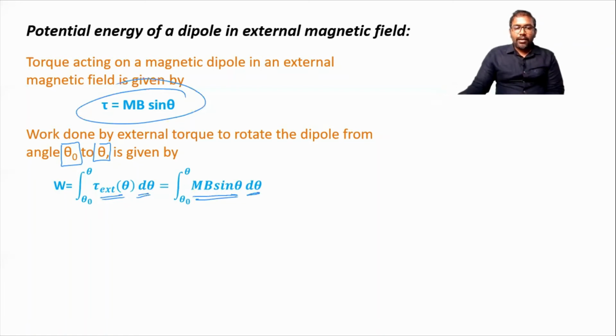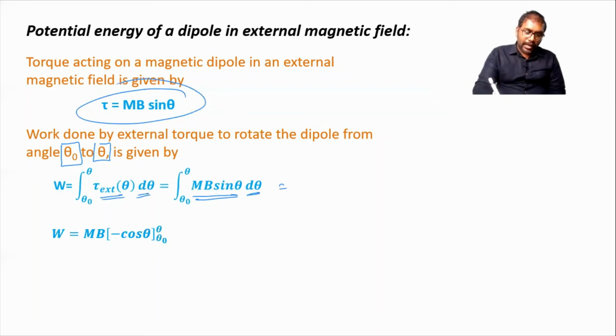Now let me take the constant outside. This m and b is a constant, both. Then the integral from theta 0 to theta of sin theta d theta. The integration of sin theta d theta is minus cos theta. So here I have written minus cos theta within the limits theta 0 to theta.